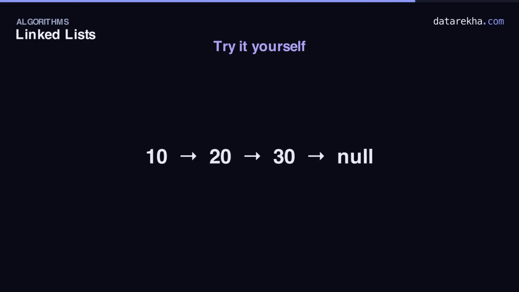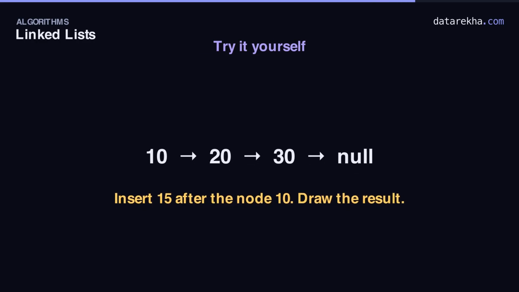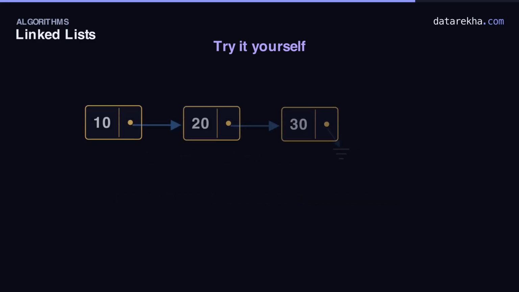Your turn. Here's the list. 10, 20, 30. Insert a new node, 15, right after the node holding 10. Pause now. Wire the two arrows in the correct order and draw what you get. I'll wait. Here's the walkthrough.